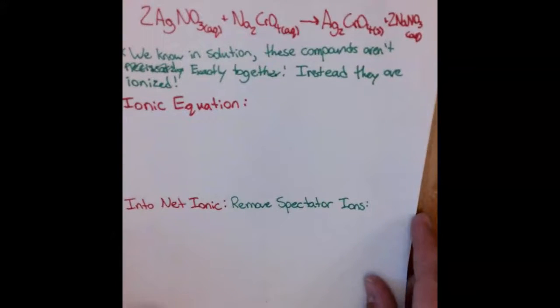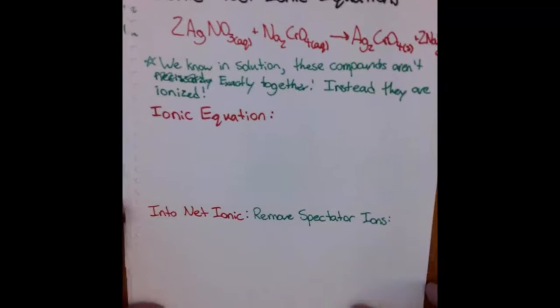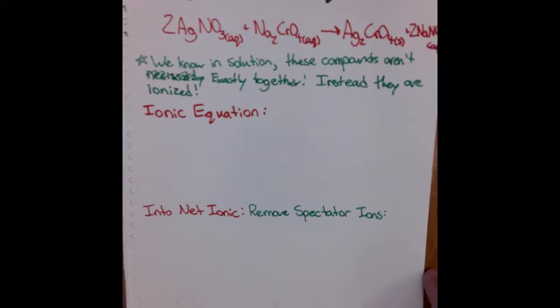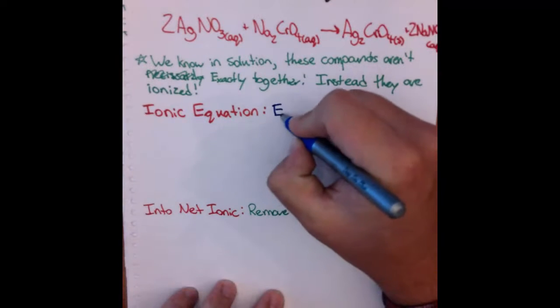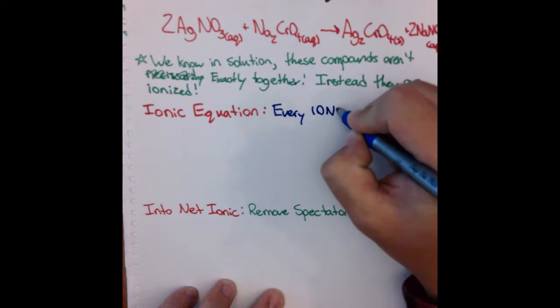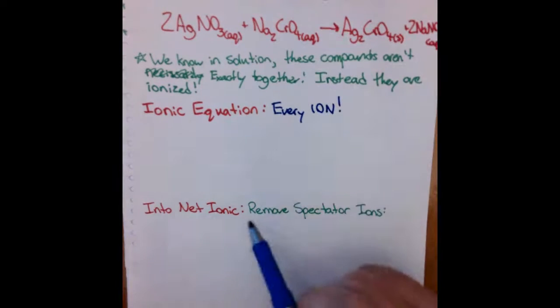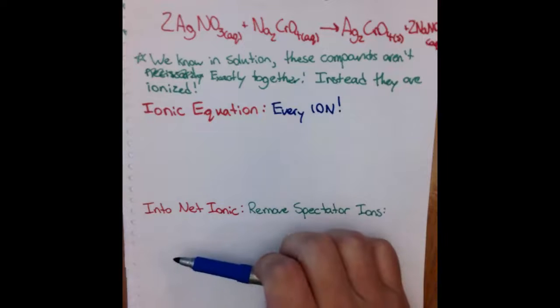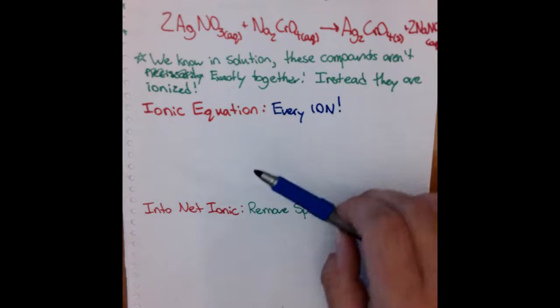So what we'll see here is both ionic and net ionic equations. We're going to introduce both of those right now. With our ionic equations, we are going to include every single ion. And once we do that, we can then create our net ionic equation from here.